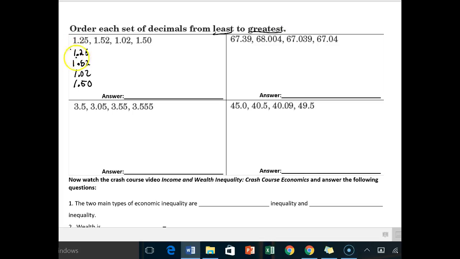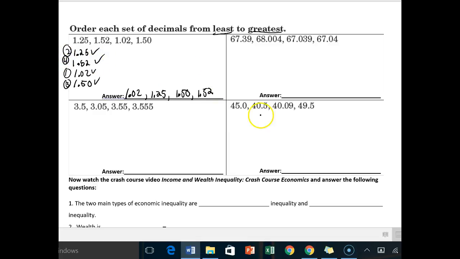So think of it as money, right? $1.25, $1.52, $1.02, $1.50. So $1.02 comes first, then I can cross it off. Right, this is 1. Goodbye. $1.25 comes next. That's 2. Goodbye. 1.50 is third, and then obviously 1.52 is last.